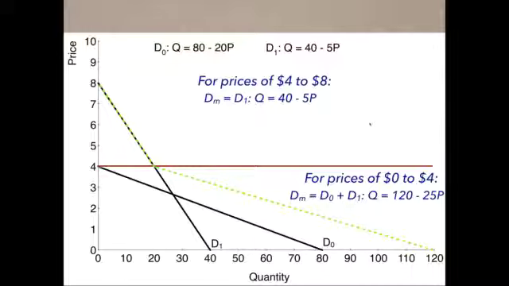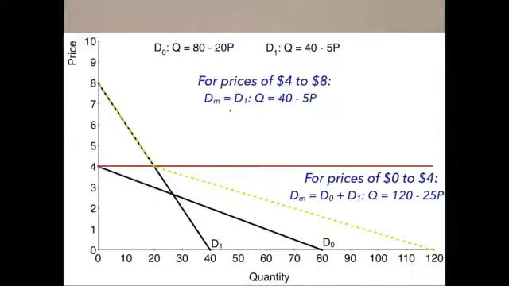minus 25p. So this is an important technique because it shows you where the kink in the market demand curve is going to occur when you're adding two demand curves together. And it gives you a notion of how there's going to be two different demand functions. There's one demand function for prices between 4 and 8, which is only D1. And for prices between 0 and 4, you have a separate demand function, which is the summation of D0 and D1. Because for prices between 4 and 0, the market demand curve constitutes both D0 and D1.